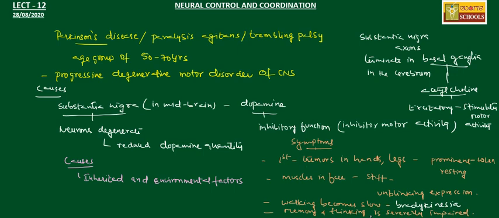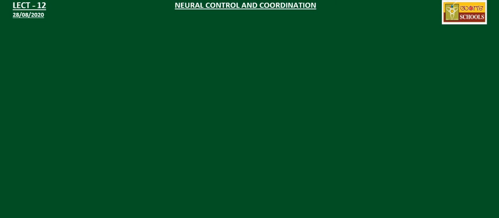So there is no permanent treatment for this disease, Parkinson's disease. Only certain kinds of medicines are available to control the symptoms, but there are no permanent drugs available to treat this disease, just like we have seen in the case of epilepsy. The next one we'll see is Alzheimer's disease.